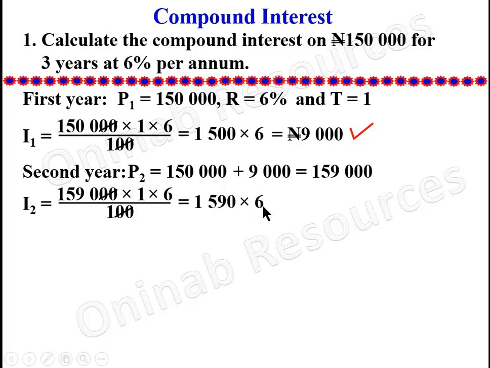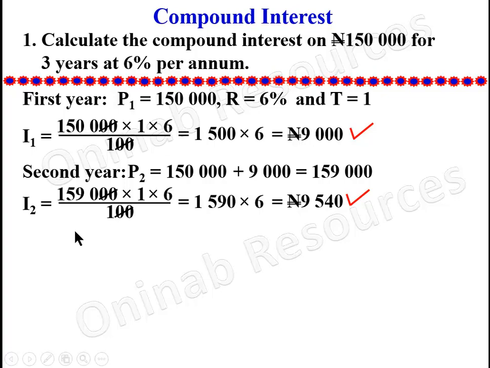So 1,590 times 6. We keep the 0. Then 6 times 9 is 54. Then we write 4, carry 5. 6 times 5 gives 30 plus 5, 35. We write 5, carry 3. 6 times 1 gives 6 plus 3. We carry 9. So that will give us 9,540 naira, representing the interest in the second year.